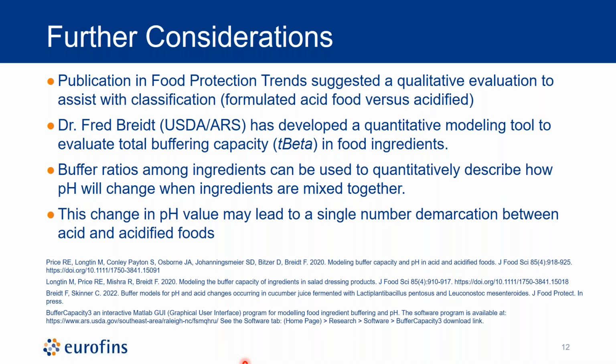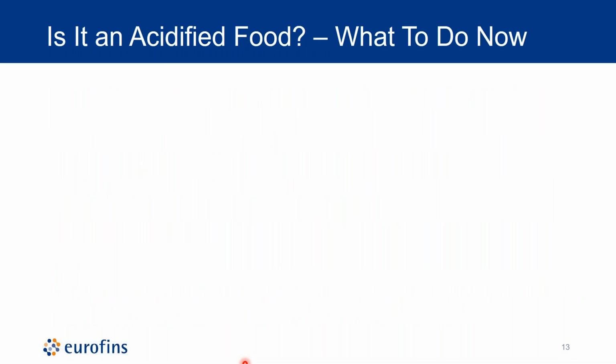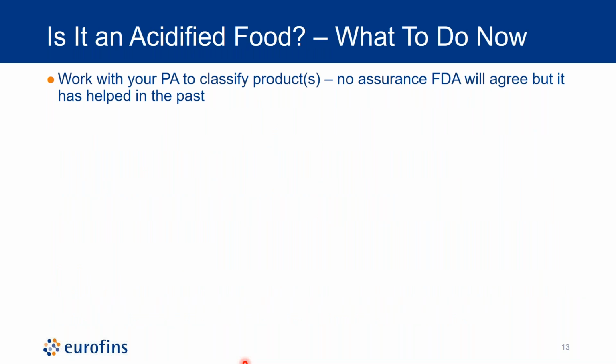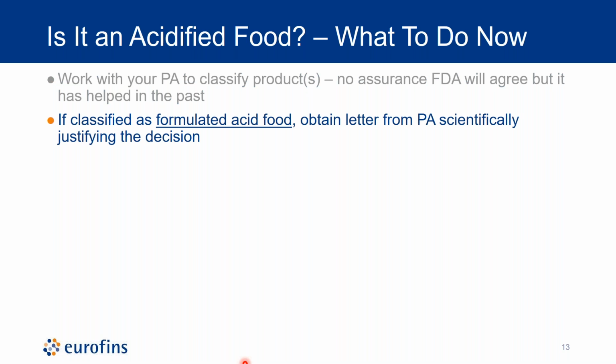Here are some of the publications that he's put out on this front, and more is coming, including the model itself, which is available on the USDA website, and information is available there. Again, this is not something that FDA is in line with yet, but it is pointing in the right direction. So what to do now? We suggest strongly that you work with your processing authority to assess the classification of this product.